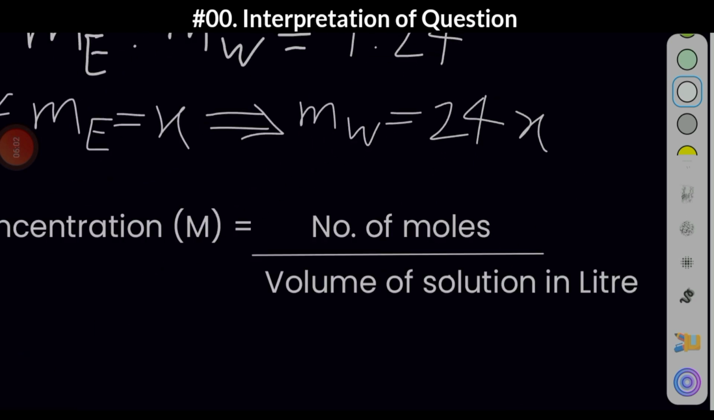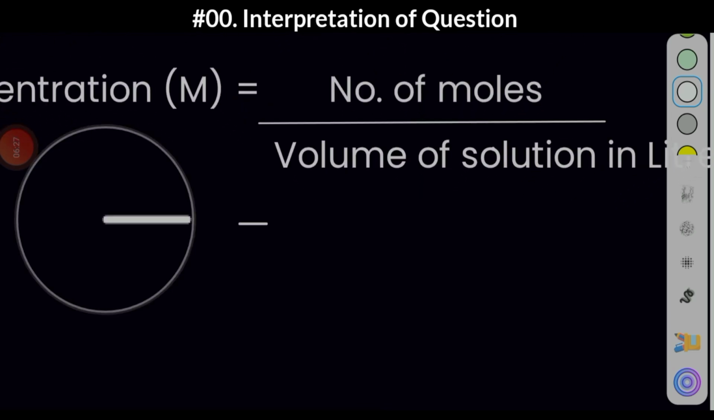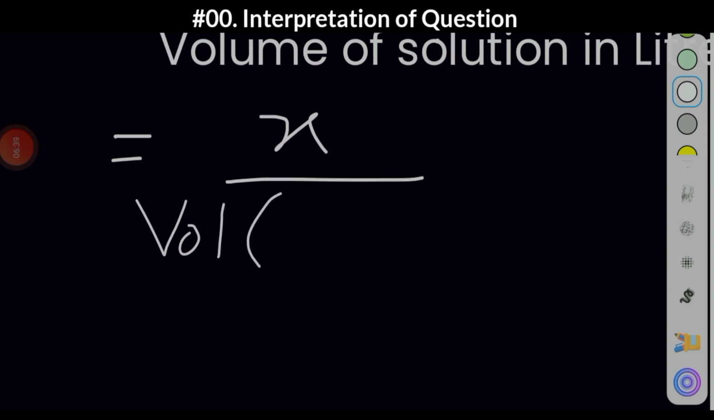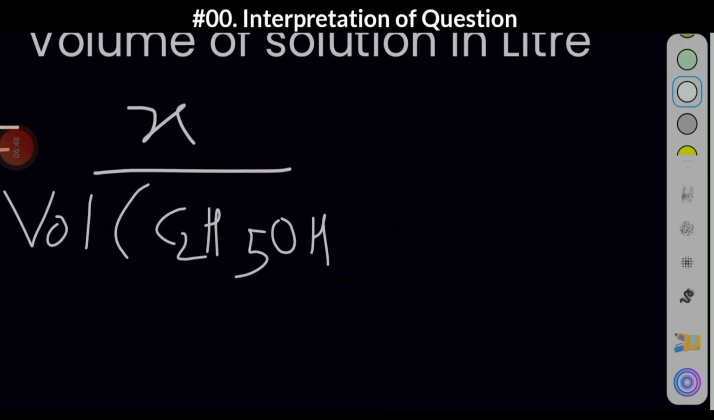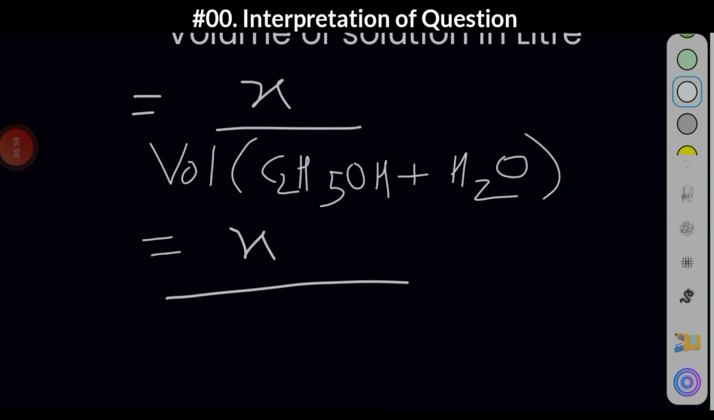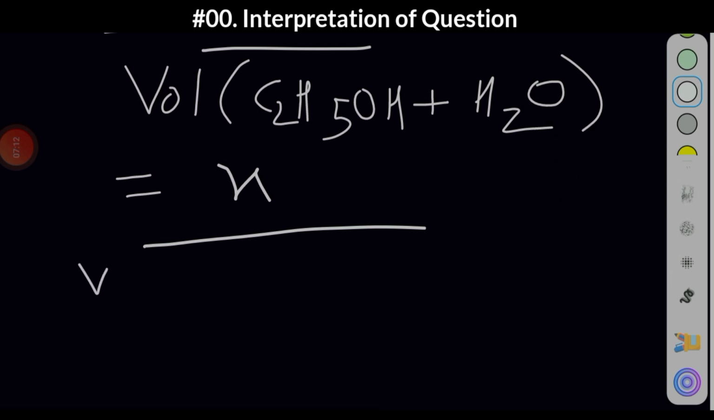And now we don't have to find out X, and I'm not talking about real life here. In equation we don't have to find out X, because we have to find out concentration in terms of molarity, which is equal to number of moles upon volume of solution in liter. Let's see this. The concentration of ethanol will be equal to number of moles of ethanol, which we have assumed to be X, upon volume of solution, which is volume of ethanol plus water.